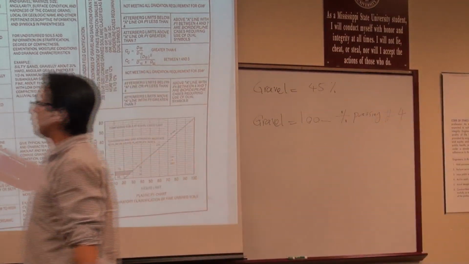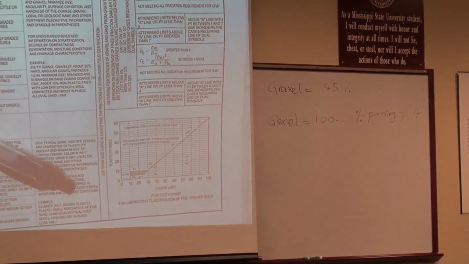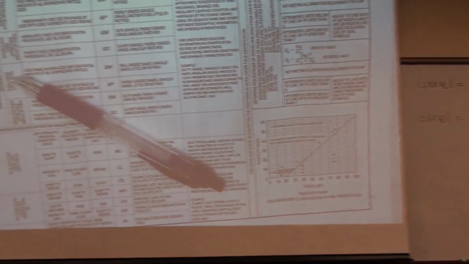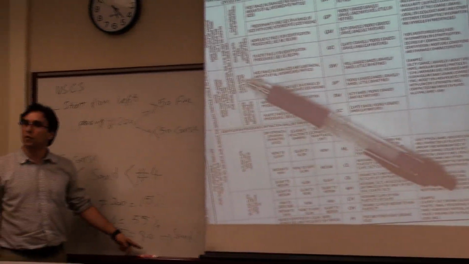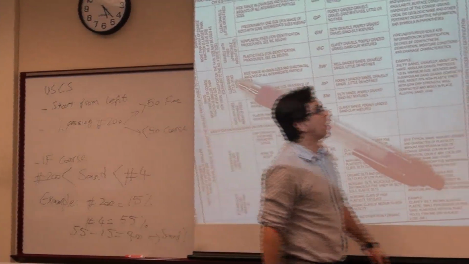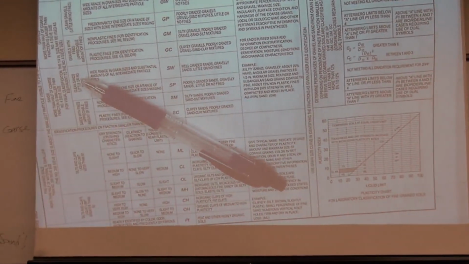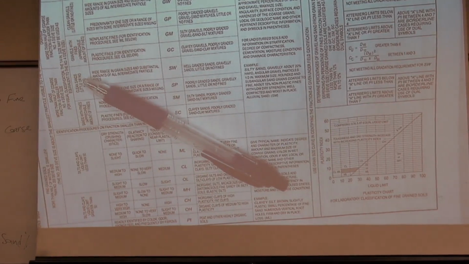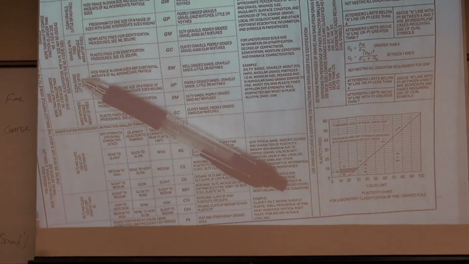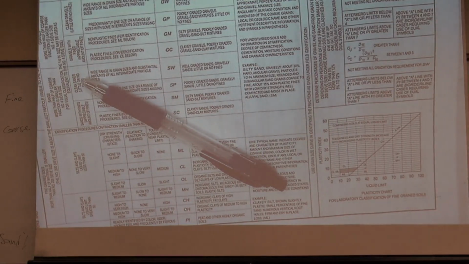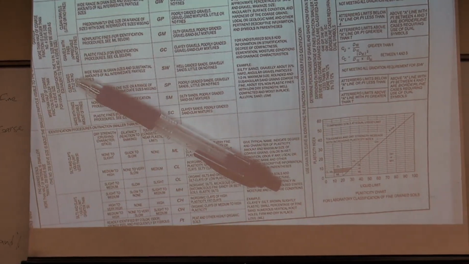So, for this example, we have 15% fine. How much sand? 40% sand. How much gravel? 45%. First, we can say that it's a coarse-grained soil because we have 85% coarse grain. Within that 85%, which portion is bigger, gravel or sand? Gravel. So mostly we deal with a gravelly soil.